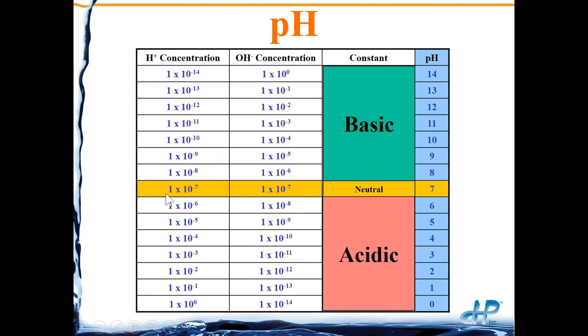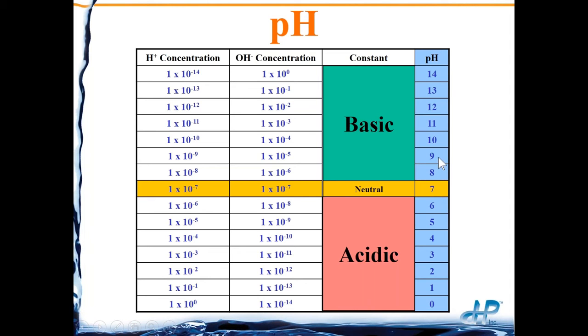I mentioned it earlier. There is a point where they are equal. This is our neutral, or our 7 pH. Any pH number higher is more basic or more alkaline. Any number lower is more acidic. Now the important thing to remember about all of this is it's logarithmic. So a pH of 8 is 10 times more alkaline than a pH of 7.